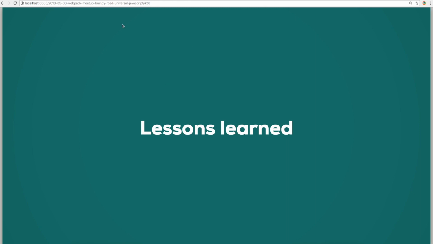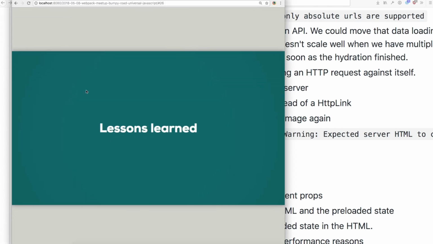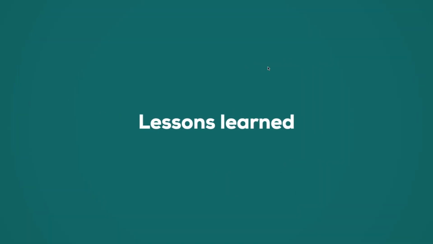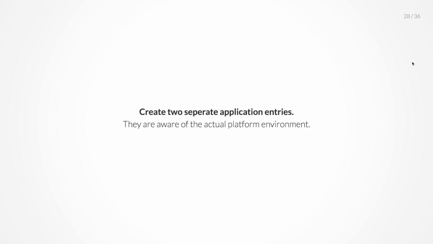So there are some lessons learned. Unfortunately, we didn't make it to all lessons. So first, try to streamline the module system and the platform environment, and usually a good way is by bundling, creating two different bundles, a client and a server bundle. Create two separate application entries, and these application entries are usually aware of the actual platform environment.